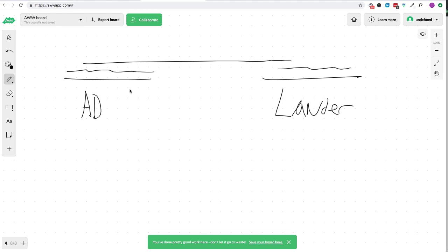Now, on your lander, what I see a lot of people do is they have like 16 different objectives. I saw this one webinar page the other day, and they're collecting the phone number. They're getting like Facebook Messenger.